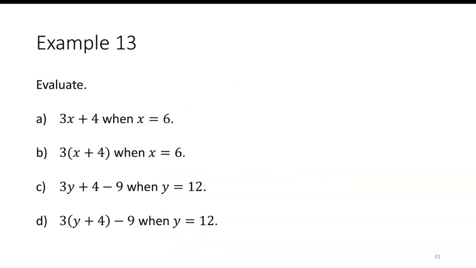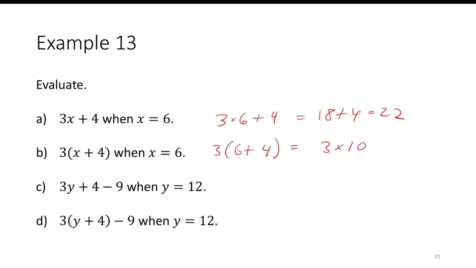Okay. Some more problems. 3x plus 4 when x is 6. This becomes 3 times 6 plus 4. So do the multiplication first. That's 18 plus 4, or 22. 3 times parentheses 6 plus 4. Order of operations means do the parentheses first. So this becomes 3 times 10, or 30.